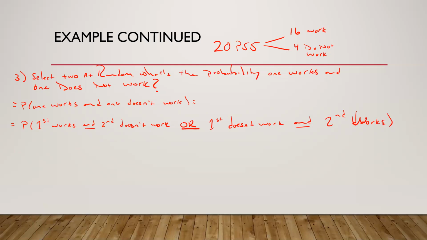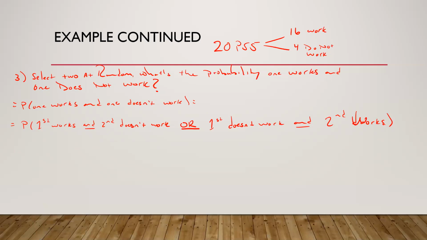Do you see? All I said was I want one that works and one that doesn't work. I didn't specify the direct order. So you had to find the probability the first works and the second doesn't. The other way you could do it, or the first doesn't work and the second does work. In both those cases, you have one PlayStation that works and one PlayStation that doesn't.